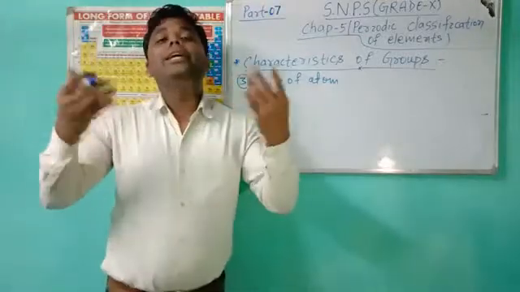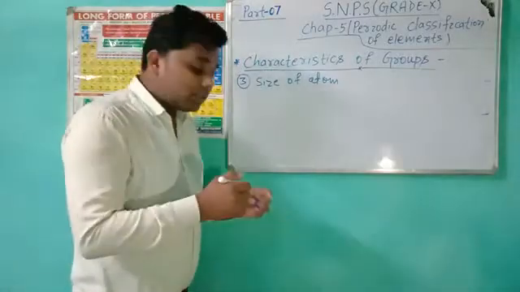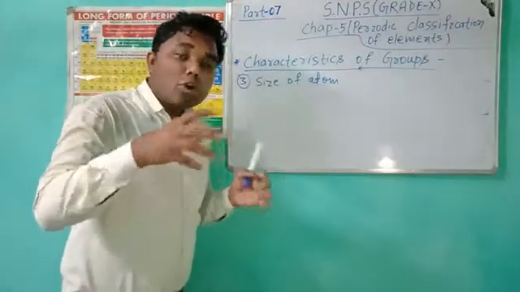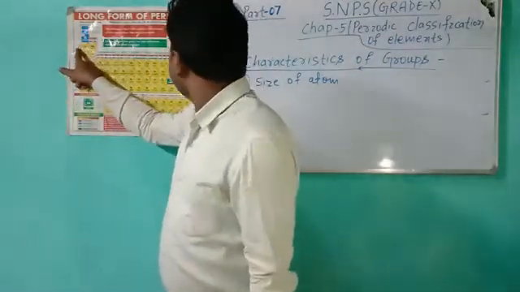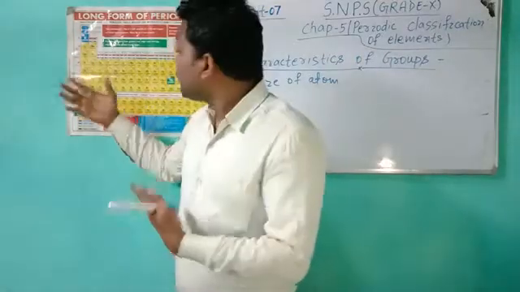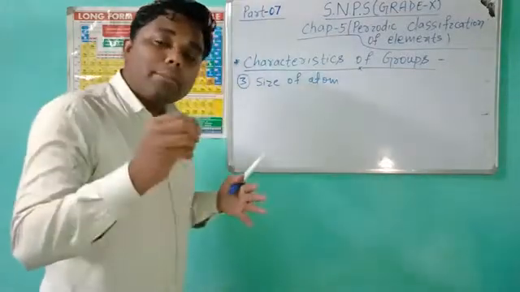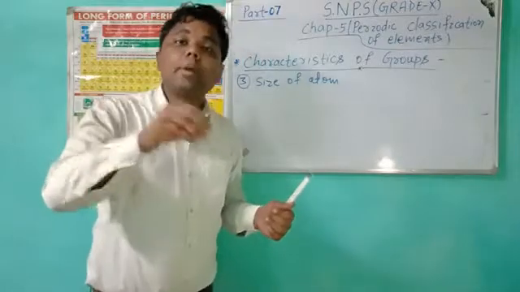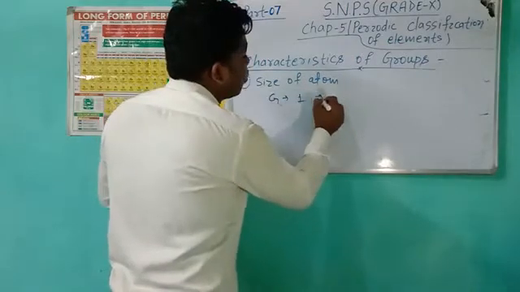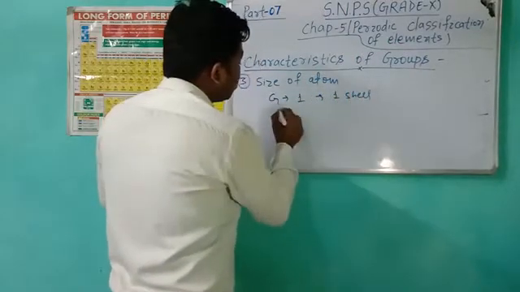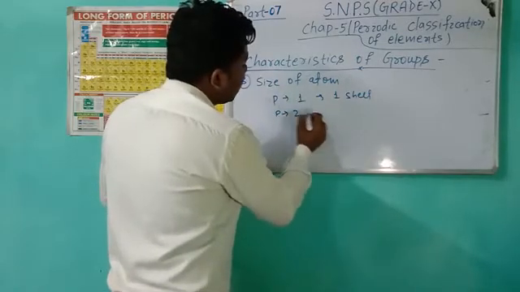the size of the atom increases. Due to this, in a group there are a number of elements that belong to several periods, in which lithium belongs to period number 2, sodium belongs to period number 3, and potassium belongs to period number 4. And we know that the number of the period is the same as the number of shells: period 1 has one shell, period 2 has 2 shells.